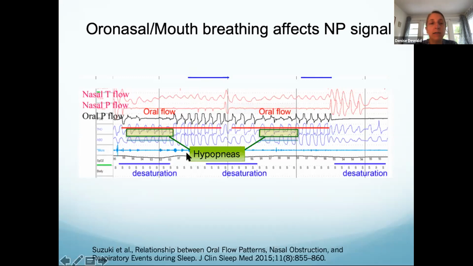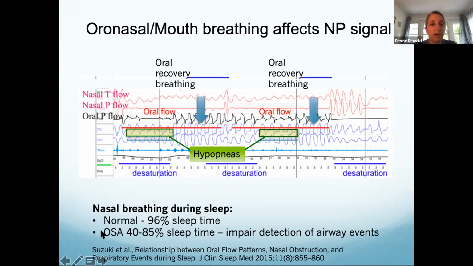So if someone desatted by just 2% and it doesn't even pick up as a desaturation, you'd be like, how do you even score this? Right? So these would end up being just RERAs if you decided that this was a respiratory event. But the point of this is that in sleep apnea, there's a lot of mouth breathing going on, and this can impair your detection of airway events with the nasal pressure signal.